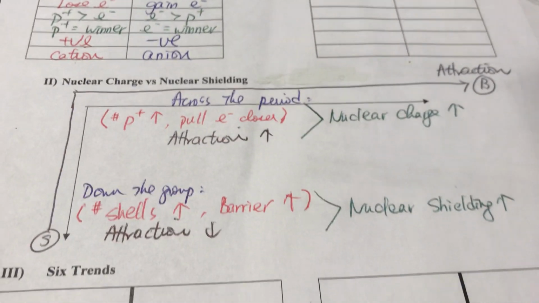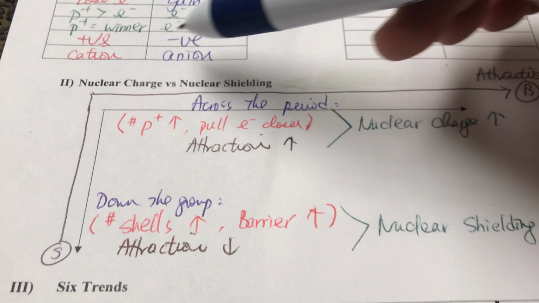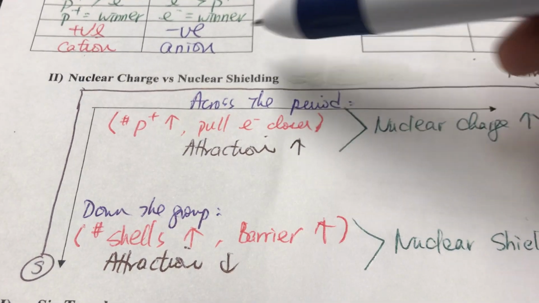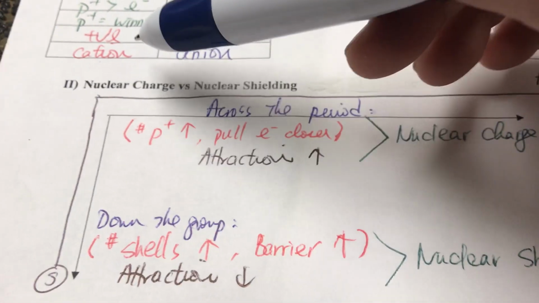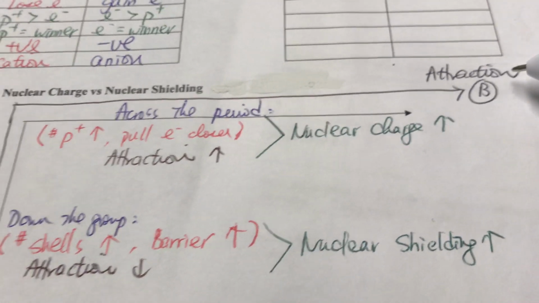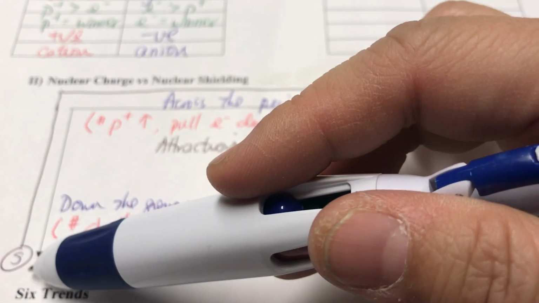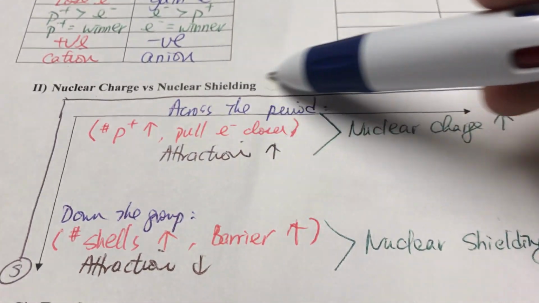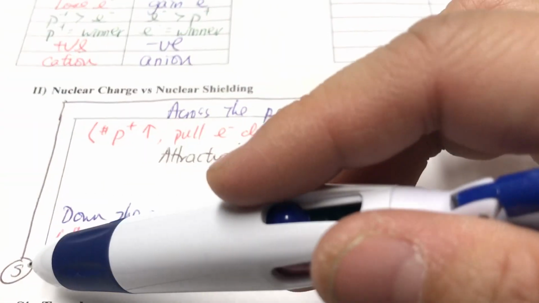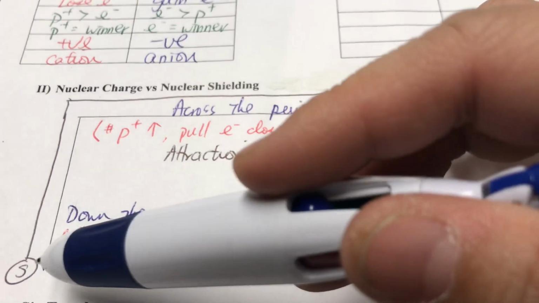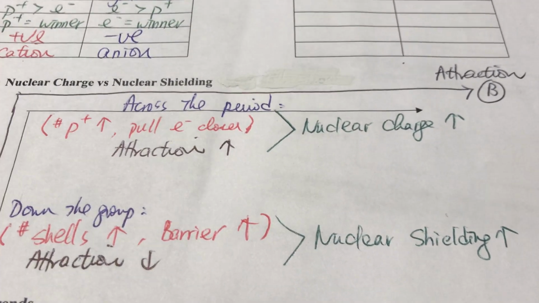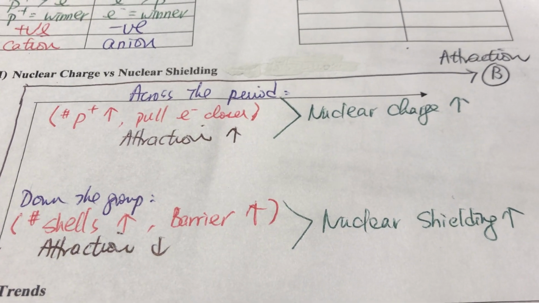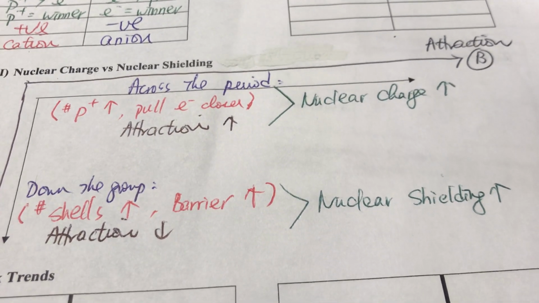So overall, I draw the trend. I say overall, attraction is going to go down, down the group. Then across will be increasing. So the overall trend for attraction, the black line, will be like that, small to big. This is attraction. We're going to use this concept in a lot of stuff like radius, IE and EN. All right, so let's put this away.